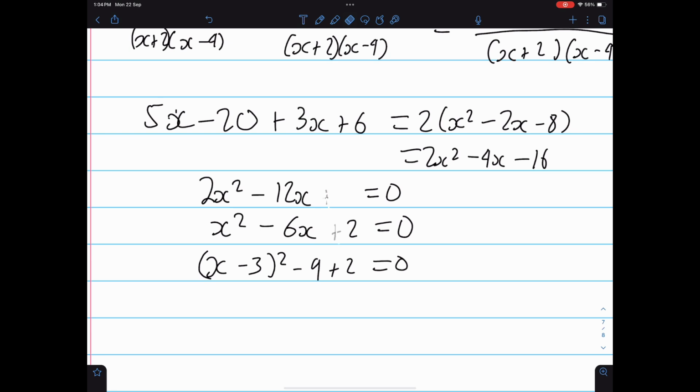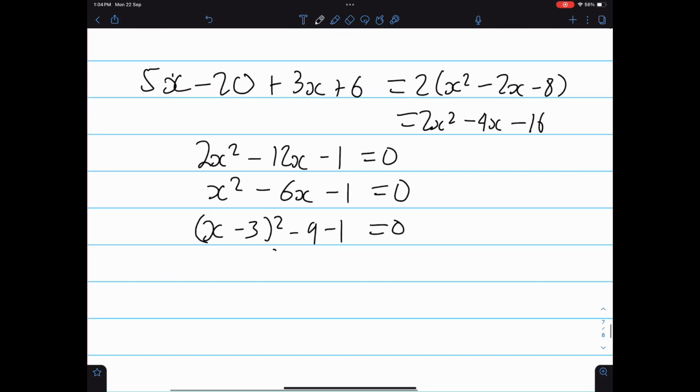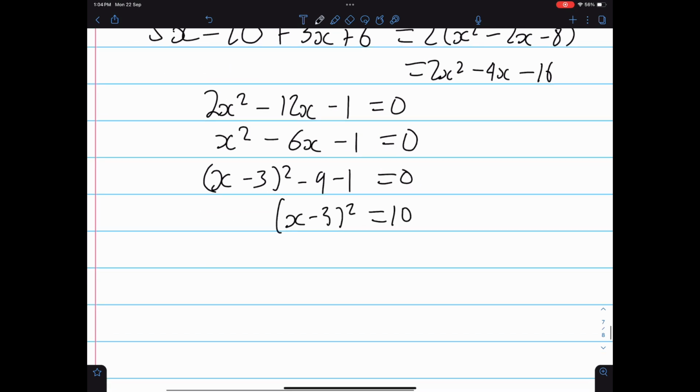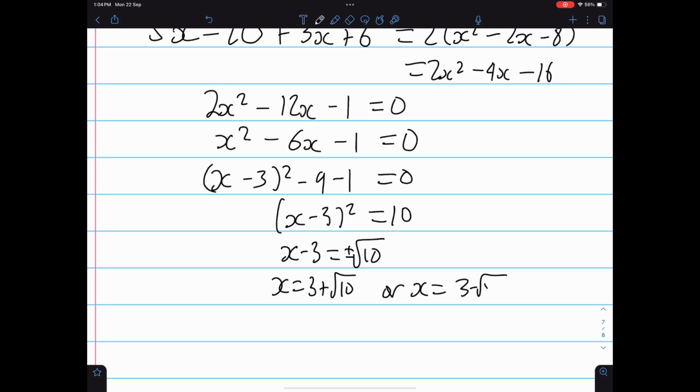Sorry, I think I've made an error here. This is just minus 1. So this will be x minus 3 squared is equal to positive 10. x minus 3 is equal to plus or minus root 10. So x is equal to 3 plus root 10, or x is equal to 3 minus root 10.